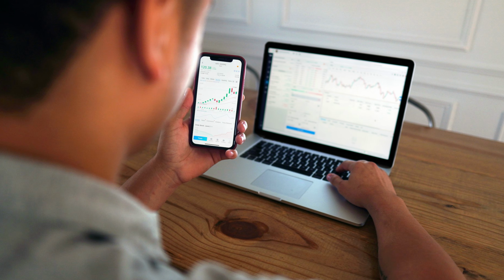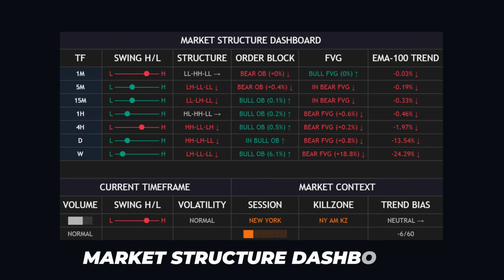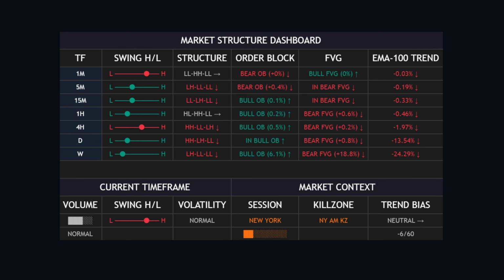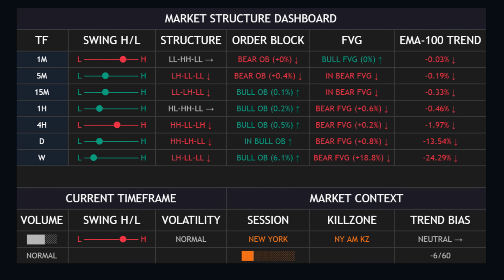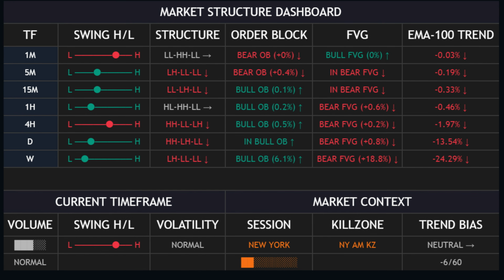If you are serious about trading, then this is one tool you should not ignore. The Market Structure Dashboard brings everything you need into one clean and powerful view. Instead of jumping between time frames and wasting time, this indicator shows you exactly what is happening across multiple time frames at once. You get instant clarity on swing highs and lows, market structure, order blocks, fair value gaps, EMA trend direction, and overall market bias, all inside a single dashboard. Honestly, this is one of the best indicators I have ever used on TradingView.